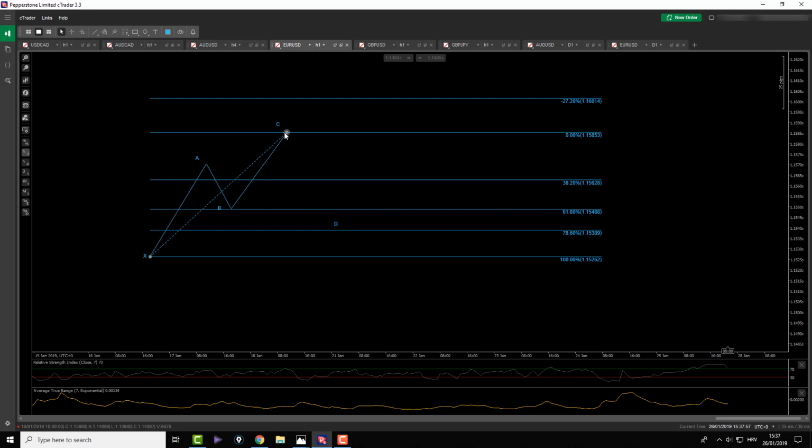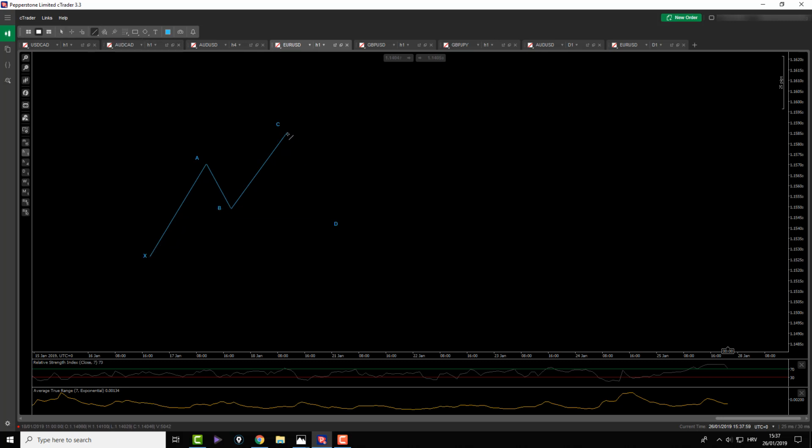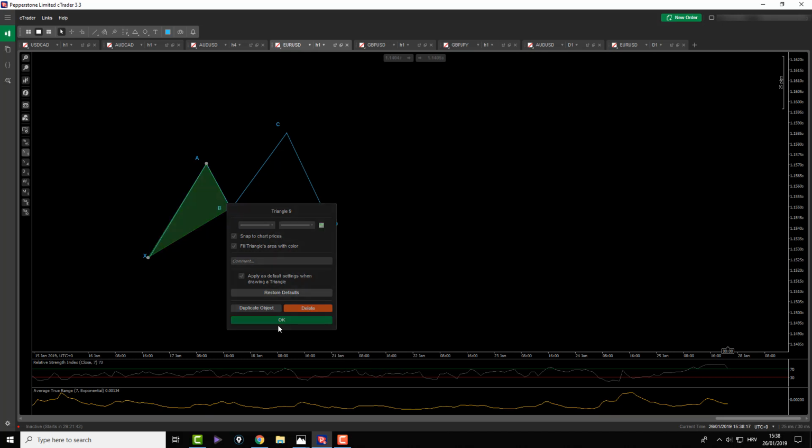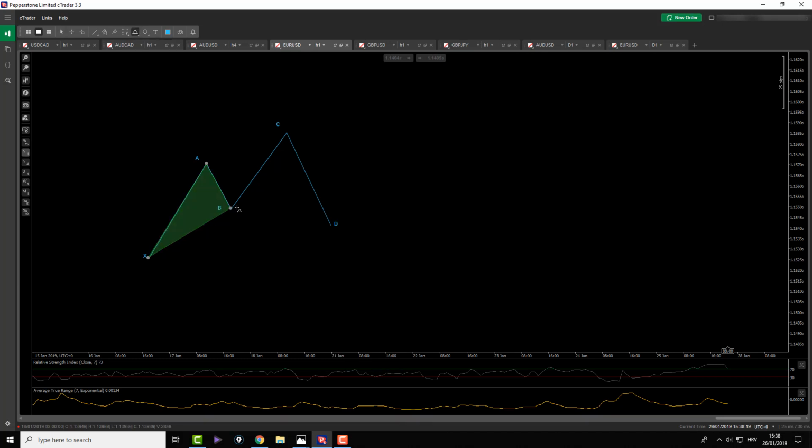Okay, now we have our Cypher pattern, and I need to mark it with triangles. It's the same thing. I will use triangles here. There we go. Colors, let's take this color and let's adjust it. Okay, and let's take another one.